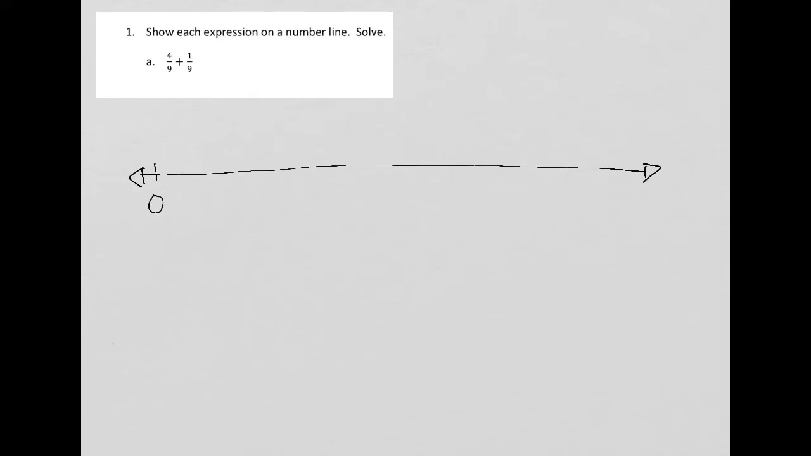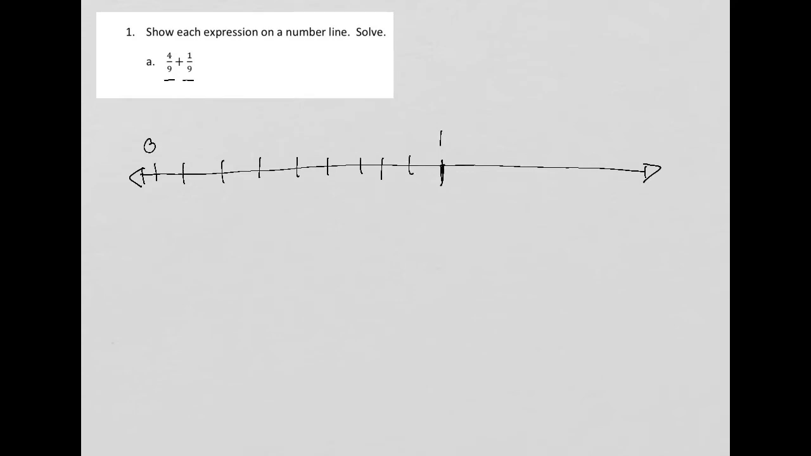And we're starting with 0 because we're doing addition. And so they're saying 4/9 plus 1/9. Now, because my denominator is 9, that means that I'm going to have my number line broken up into ninths. So if I say that this is equal to 1, and actually I prefer to label them on the top when we're talking about fractions. If this is equal to 1, the space in between 0 and 1 is going to be broken up into ninths because my denominator is 9. So we'll do 1, 2, 3, 4, 5, 6, 7, 8.